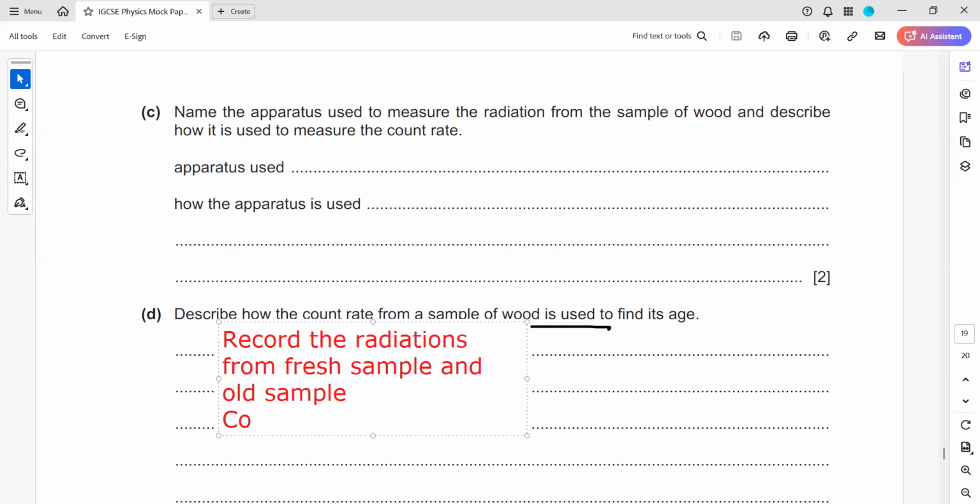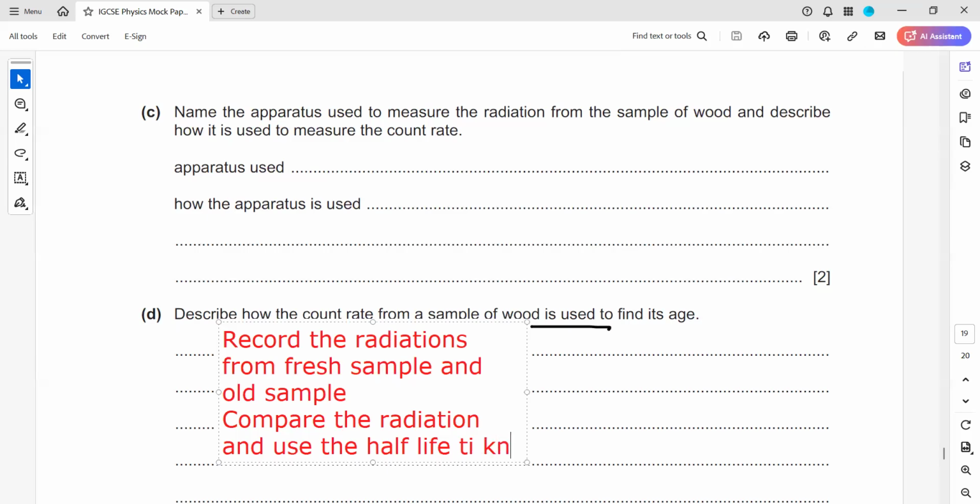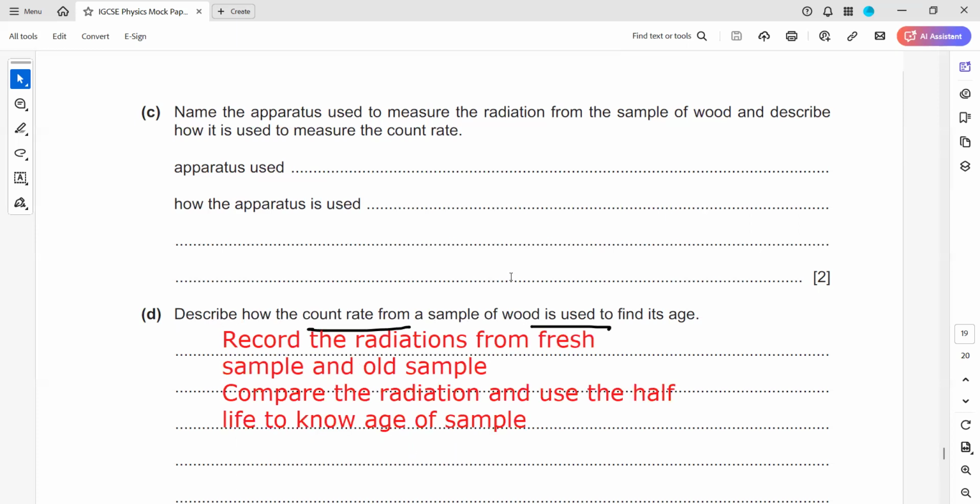Then we'll compare the radiations, and we'll use the half-life to know the age of the sample. Is it clear how we can determine the age of the fossil or the sample by using this radioactivity?